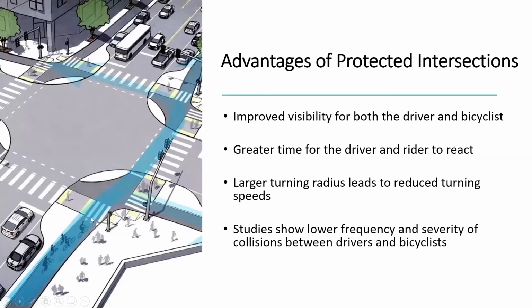Some of the current studies which analyzed protected intersections say that they improve visibility for the drivers. The driver has more time to react because of the larger turning radius. Some field studies also show reduced turning speeds, and reduced frequency and severity of collisions between drivers and bicyclists.